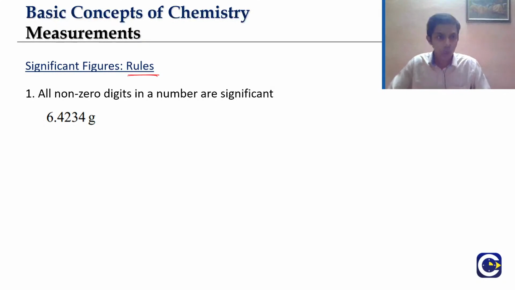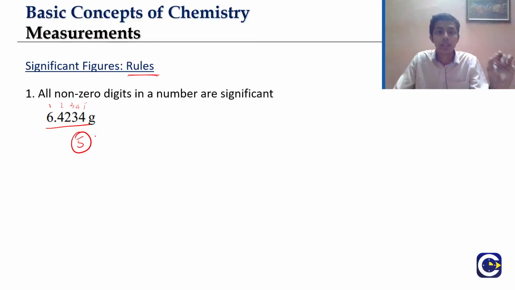First rule: all non-zero digits in a number are significant. So whichever numbers are not zero, we consider them to be significant. For example, 6.4234, all are non-zero. So 1, 2, 3, 4, 5. 5 significant figures are there. How many digits are non-zero? All will be significant.